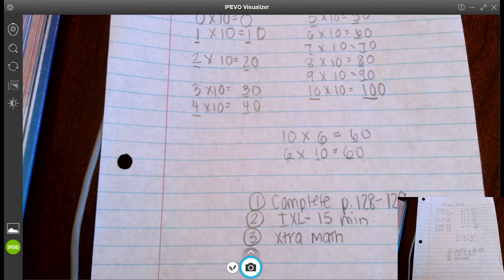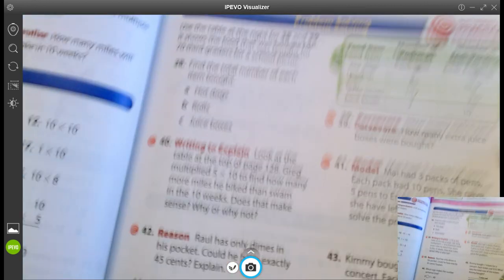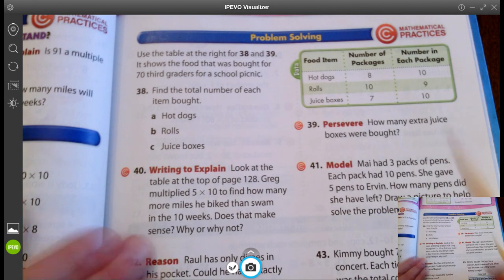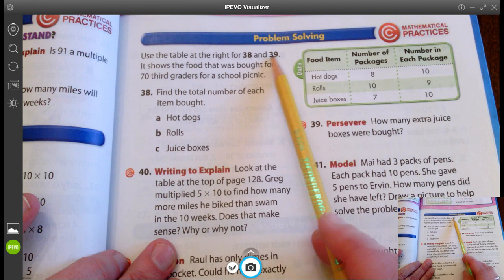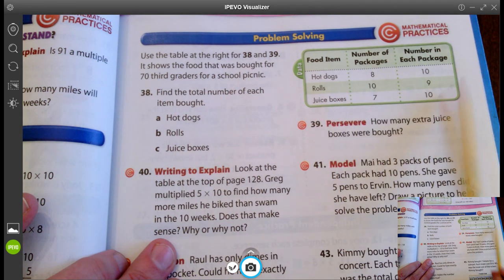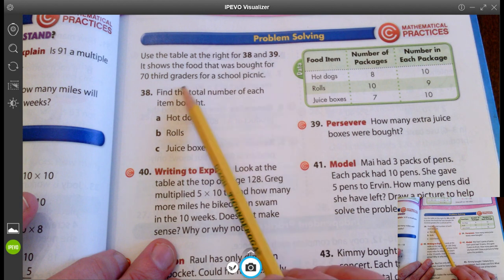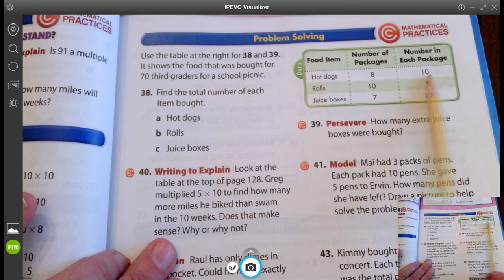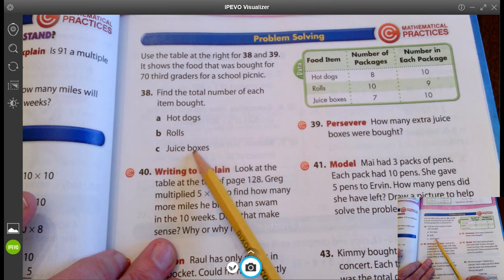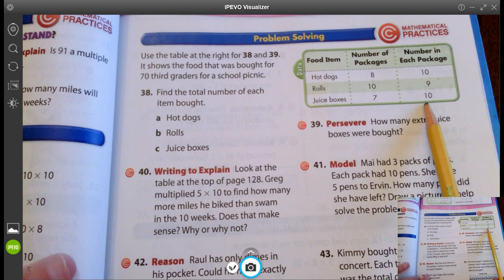Okay, I do want to look at the question right here. It says use the table on the right on page 38 and 39. It shows the food that was bought. You're looking at this right here. For 70 third graders for a school, find the total number of hot dogs. So you've got 8 packages, number in each package, so you're going to do 8 times 10. How many hot dogs do you have? Rolls, same thing, 10 times 9. Juice boxes, 7 times 10.